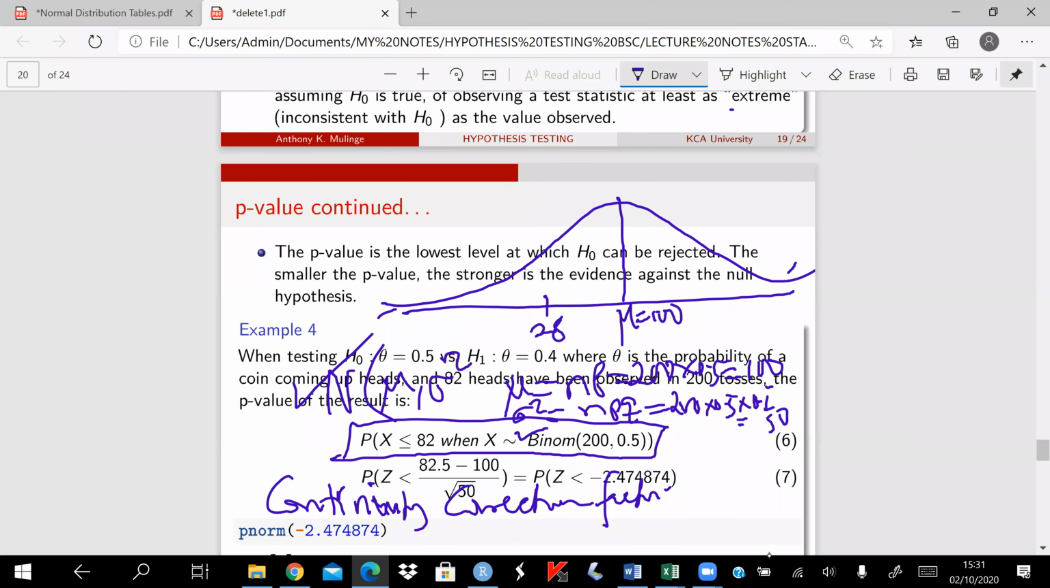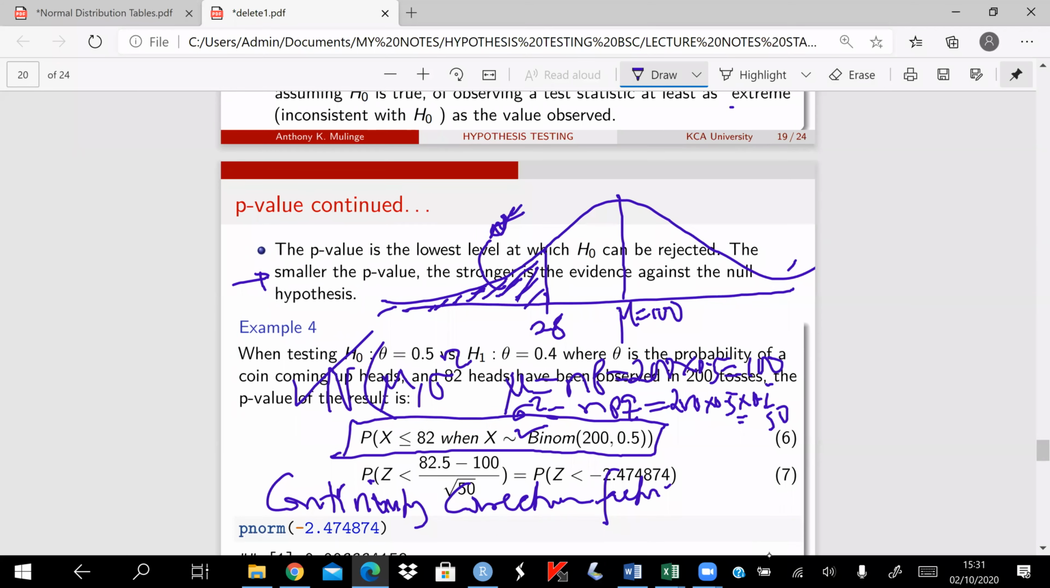So when we talk about the p-value, the p-value in question here is the shaded area. That's why I said it is the lowest level of significance at which H naught can be rejected, the shaded part. So that is your alpha, sorry, that's our p-value. Let me call it p. It's a level of significance, but I call it p-value. This is our p-value.